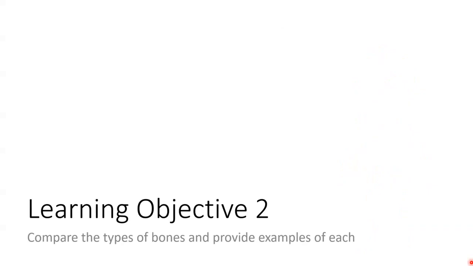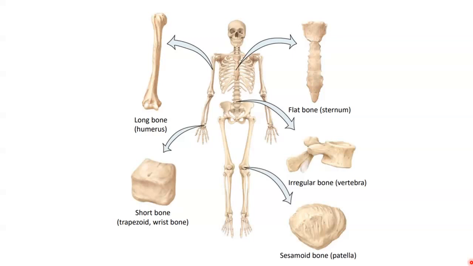Now, within the skeletal system, there are many different types of bone. These bones can be classified into 5 main types based on their shape. So our 5 main types include a long bone, flat bone, irregular bone, sesamoid bone, and a short bone.